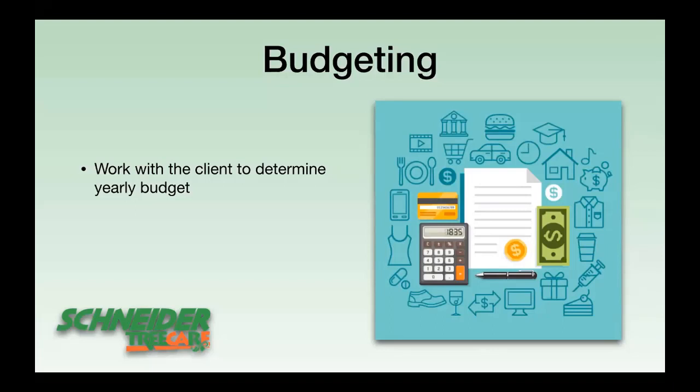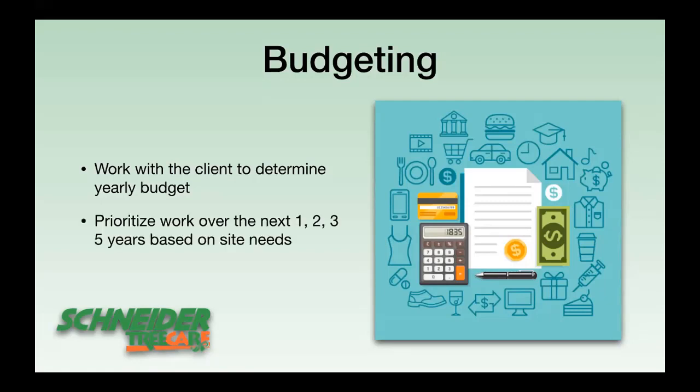How much money do you want to allocate to this? And really diving down and saying, let's take care of these things first, and maybe in 2 years we'll work on that thing, or maybe in 1 year we'll work on that thing. So prioritize the work that needs to be done, based on the site needs and based on the relationship. Over the next 1, 2, 3, 5, however many years, you can prioritize that out. Work with that client so you're able to figure out what needs to come next.